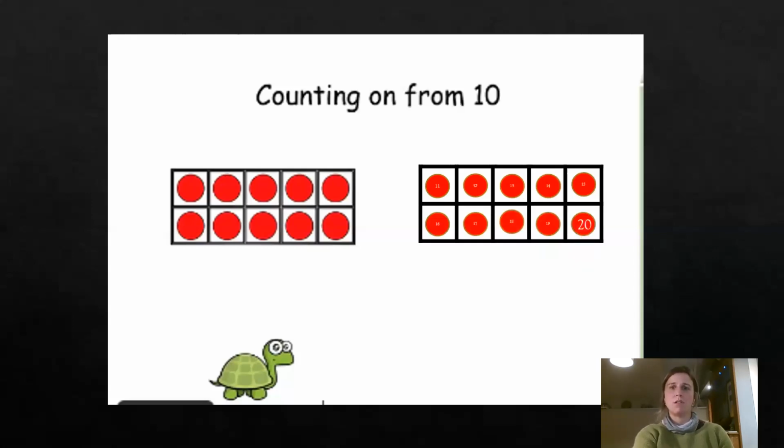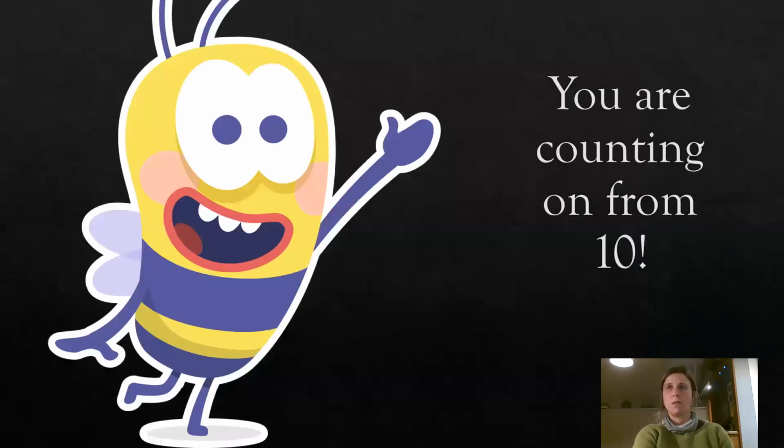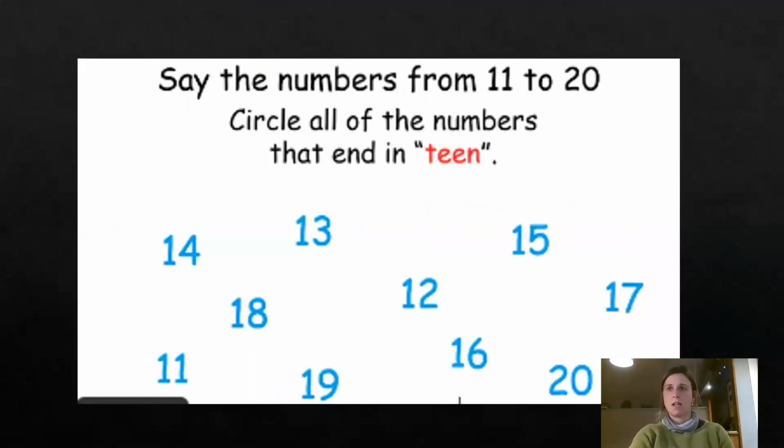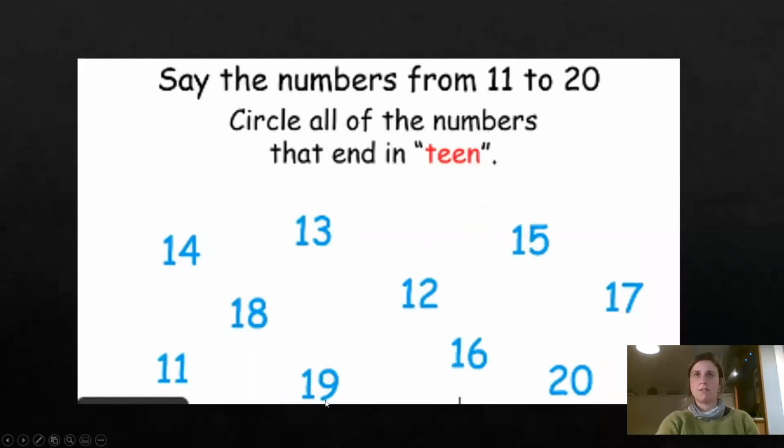Okay, so we've counted on. So it's well done, you're counting on from 10. Let's have some more practice. Okay, just a little reminder, these funny numbers. We've got the numbers from 11 to 20. We're going to look at our teen numbers again. We should be experts with this soon. Look at all those numbers.